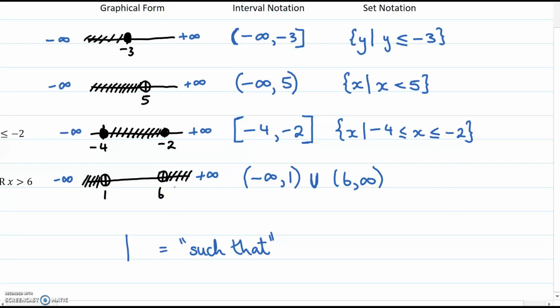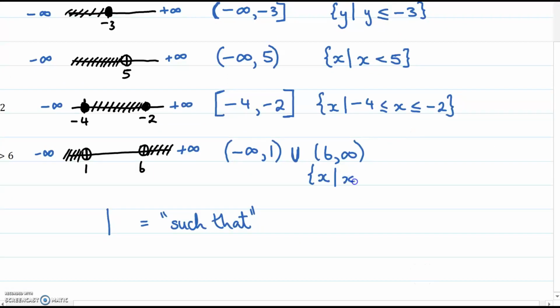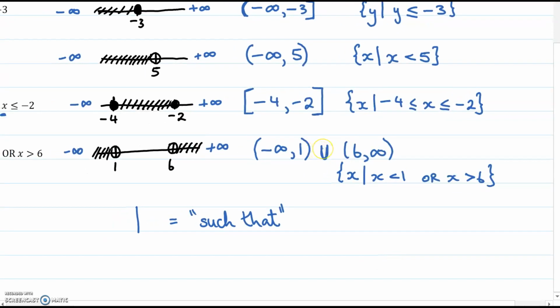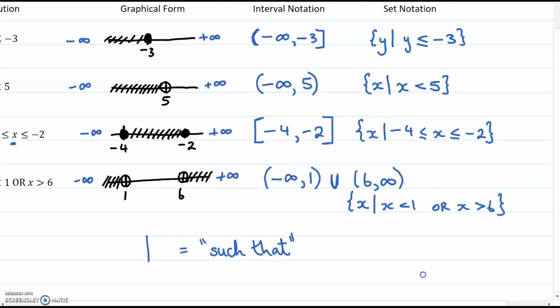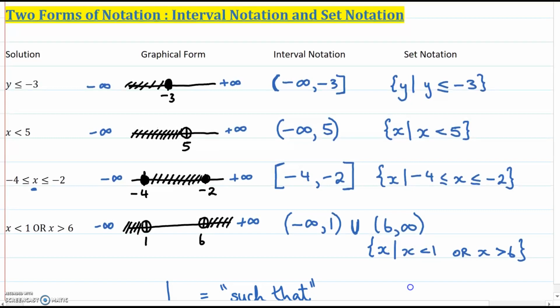That symbol means we're including both of these, this part and this part. Both form our answer. The set notation for this one is the set of all numbers x such that x is less than 1 or x is greater than 6. Now, there may be some disagreements over how I've written that last piece because the union comes from set notation, but I don't want anyone here to worry about it.